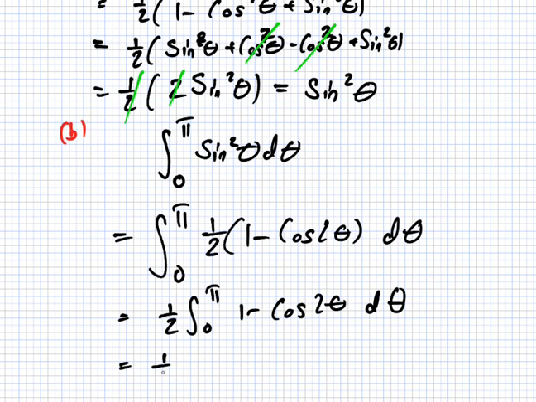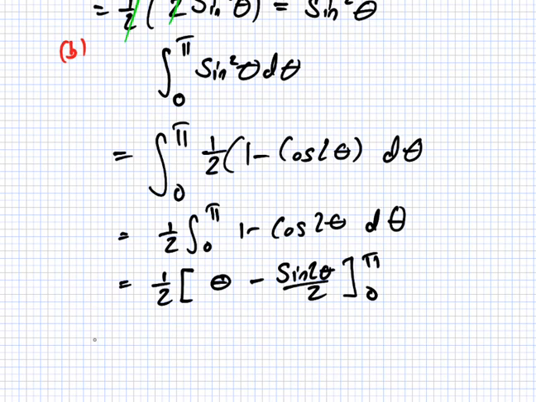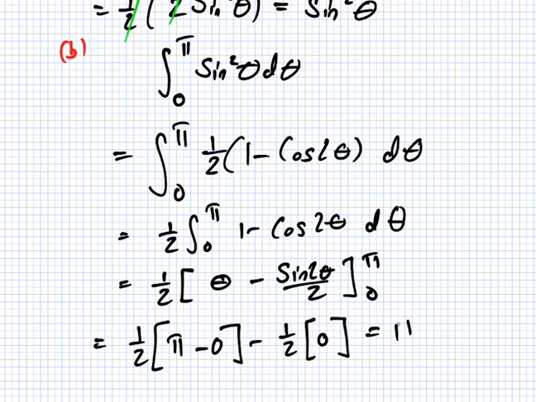So that is a half, theta minus sine 2 theta over 2, from 0 to pi. So we'll put the pi in first and we'll get pi minus 0, and then we put the 0 in second and we'll get 0. So the way I see it, this should be pi over 2.